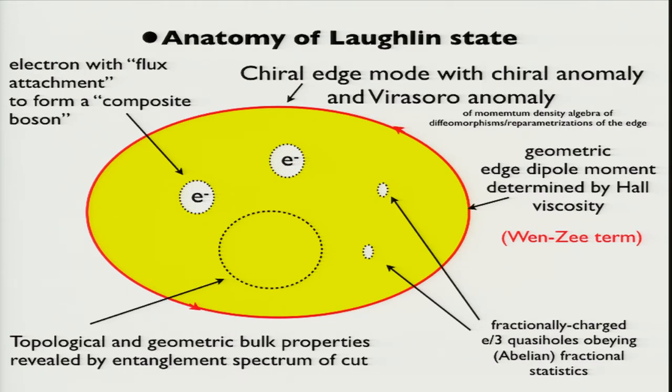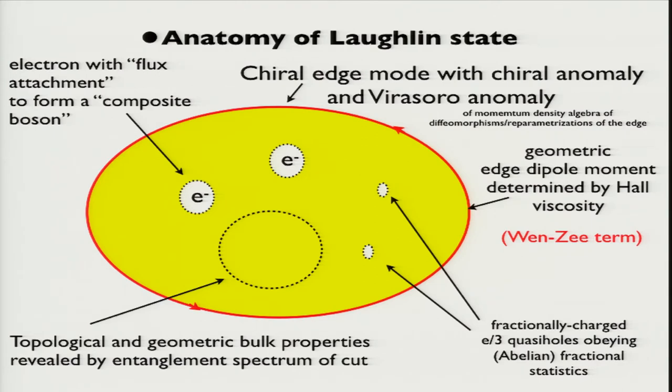So there's a whole lot of kind of beautiful stuff in these systems. Let me just quickly go through some of them. So, of course, one issue has always been, what's the connection with conformal field theory? On one hand, of course, the edge modes of these theories have the momentum algebra at the edge, which is the Virasoro algebra, and it's chiral only, so it's actually the algebra of the diffeomorphisms or reparametrization of the edge.